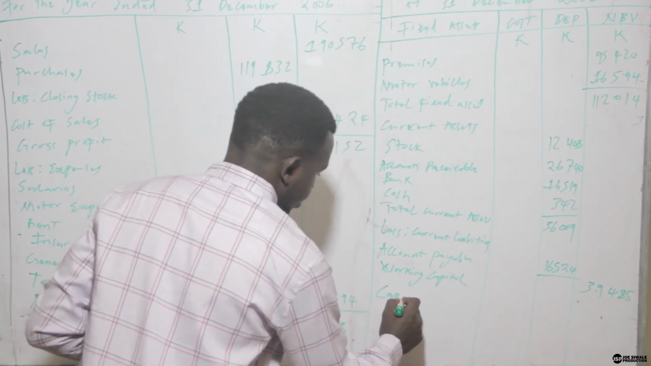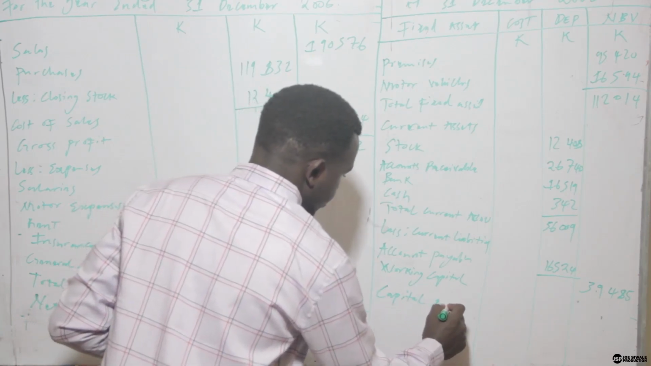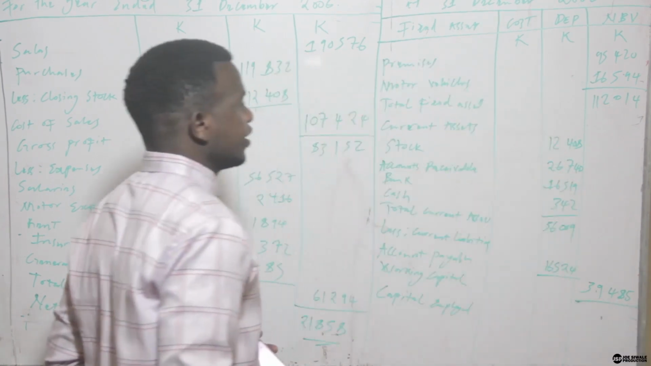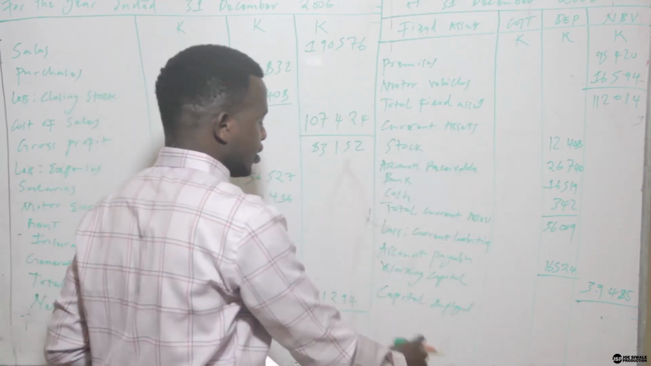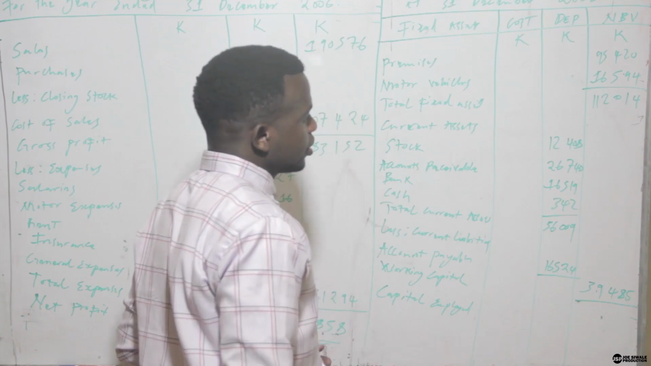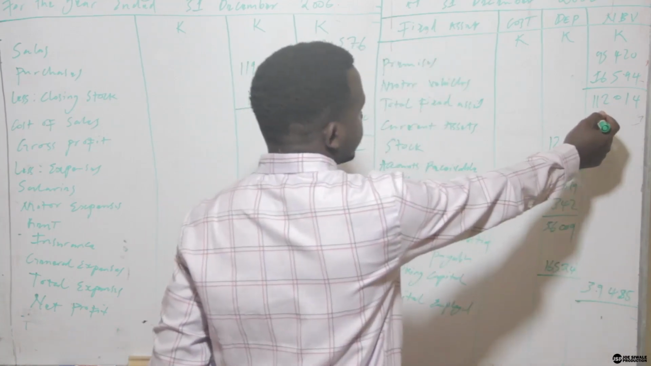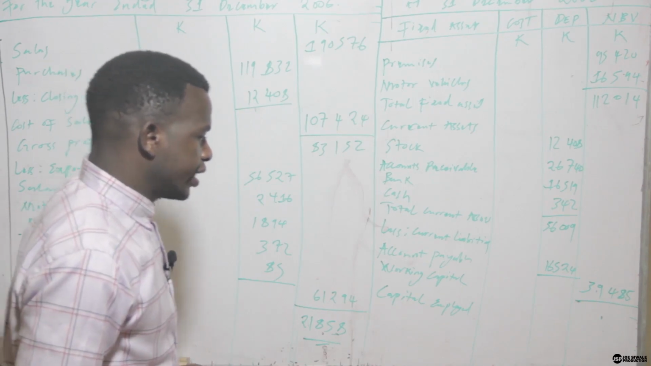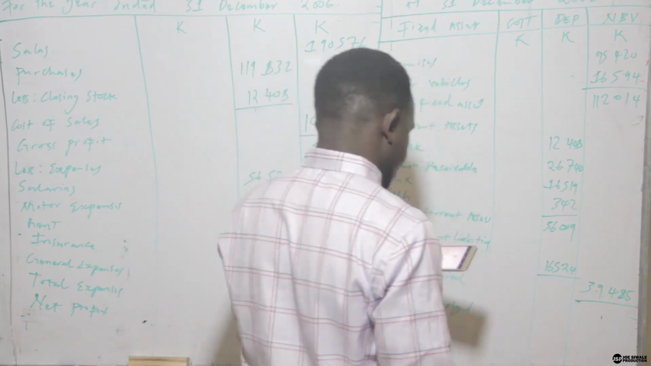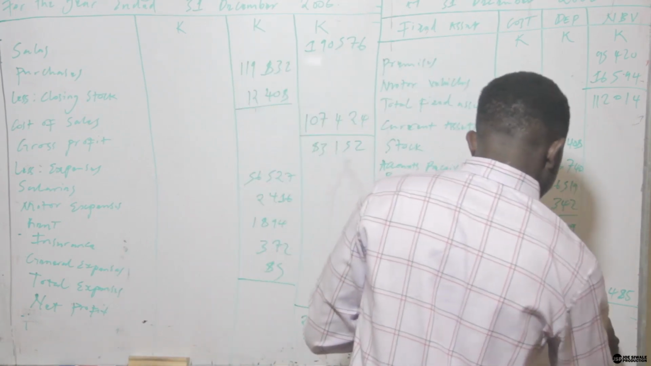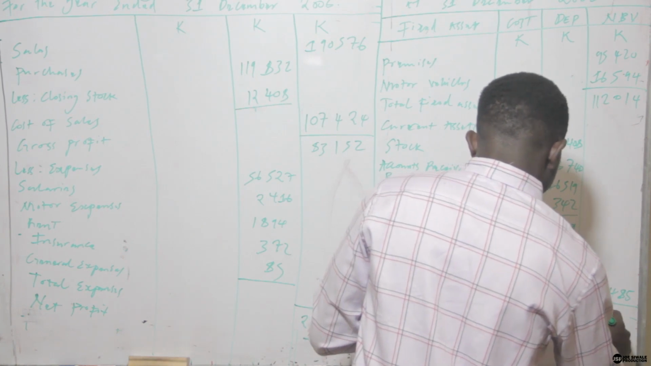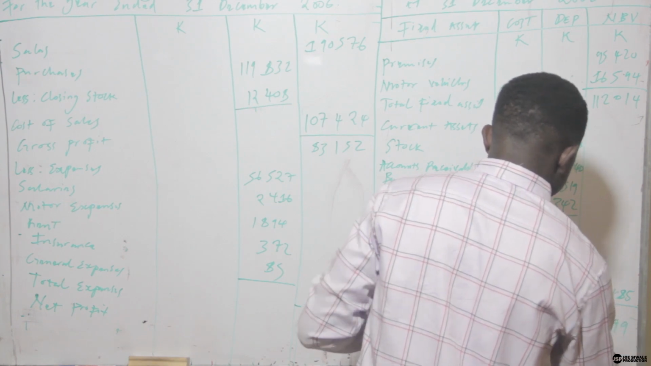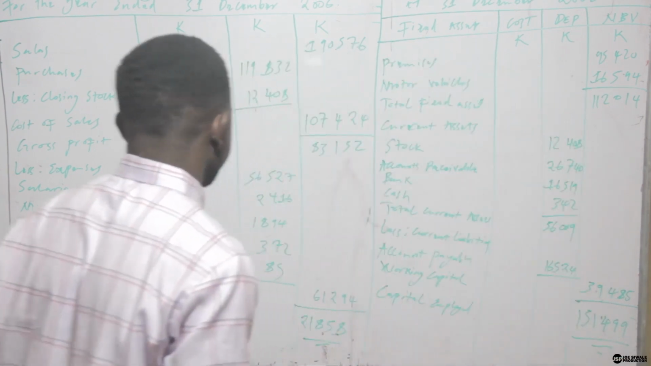Then we can find our capital employed. To find capital employed, we're going to add the fixed assets, total fixed assets, and working capital. So we are going to add 112,014 plus 39,485. The answer that we are having is 151,499. So this is the figure that we are having.